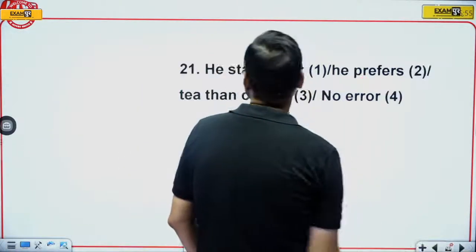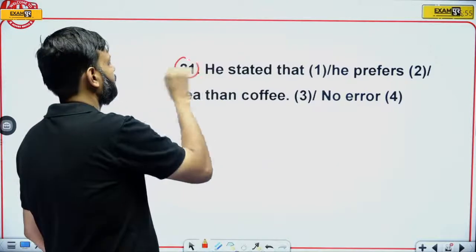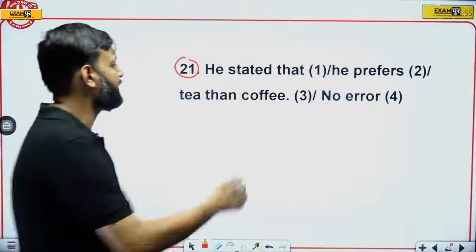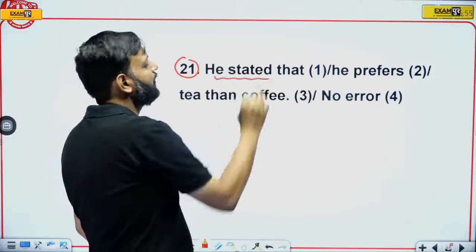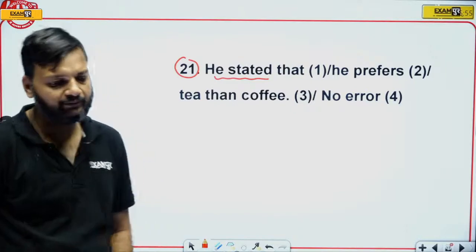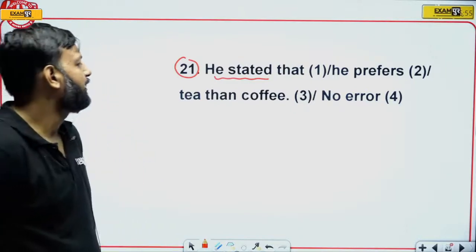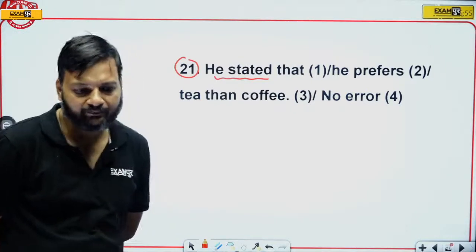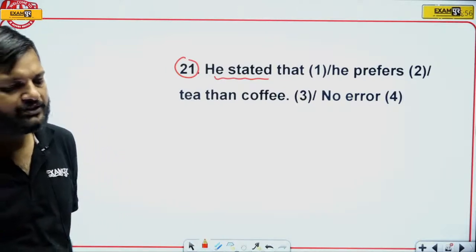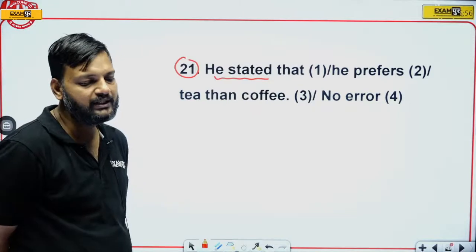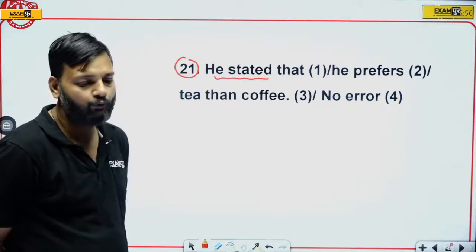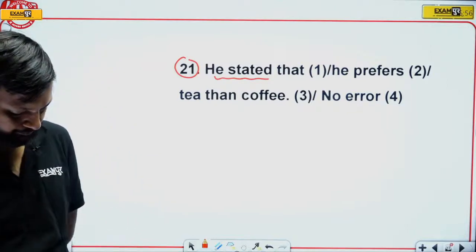Now the next question, question number 21. He stated that he prefers tea than coffee. What is the error here? He stated that he prefers tea than coffee. What is the error here, Pratima?